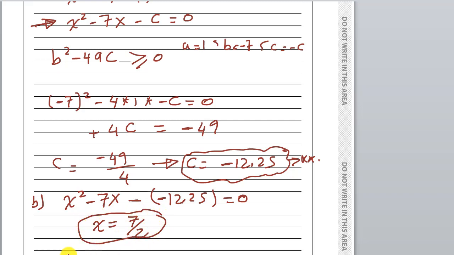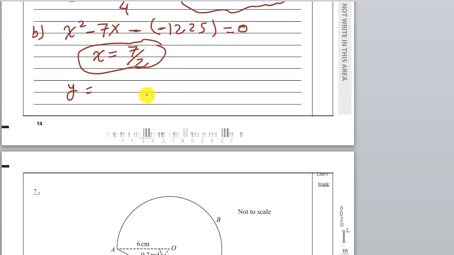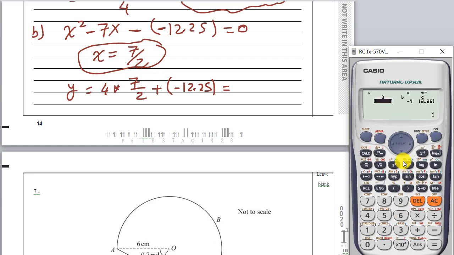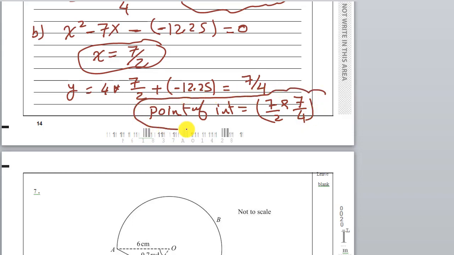To find y, you can use either of the equations, y equals 4x plus c. So 4 multiplied by 7 divided by 2 plus minus 12.25. So y is equal to 7 over 4. So the point of intersection is 7 divided by 2 and 7 divided by 4. This is the answer to this question. Okay, let us go ahead to another one.